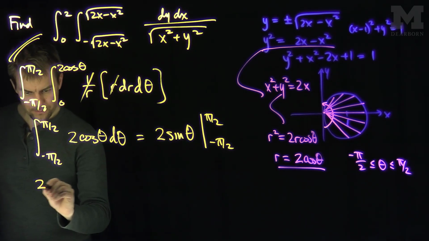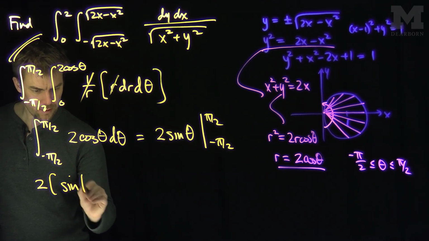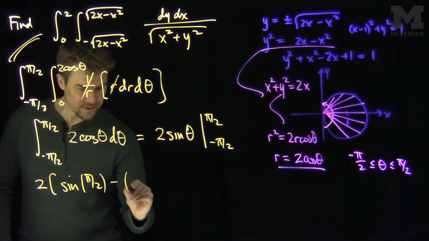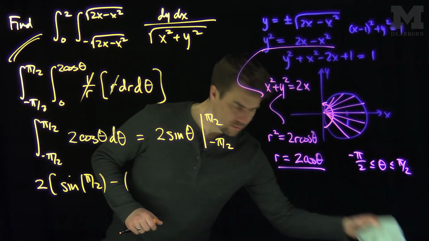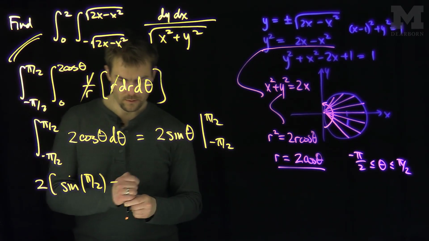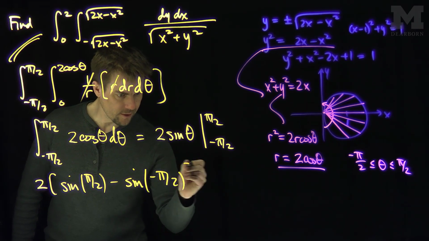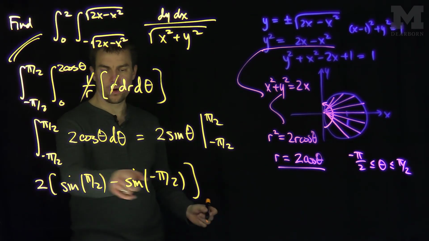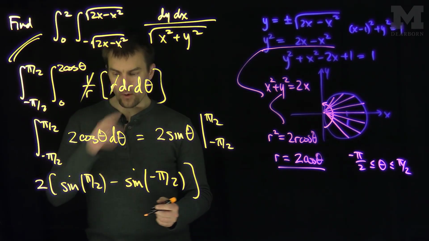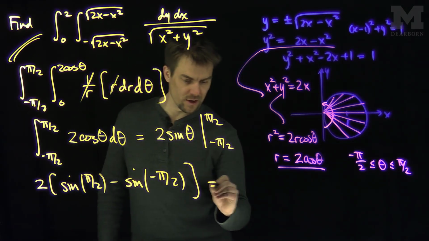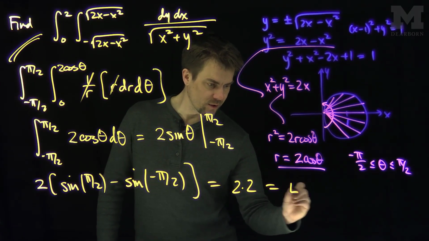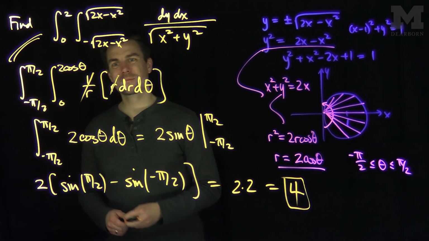So we're going to get 2 times the sine of pi over 2 minus the sine of negative pi over 2. Or we could just do it in our head by looking at the graph of sine. That's 1, that's negative 1, so I'm going to have 1 minus negative 1, so that's 2 times 2. So this polar integral is equal to 4. Thank you very much.